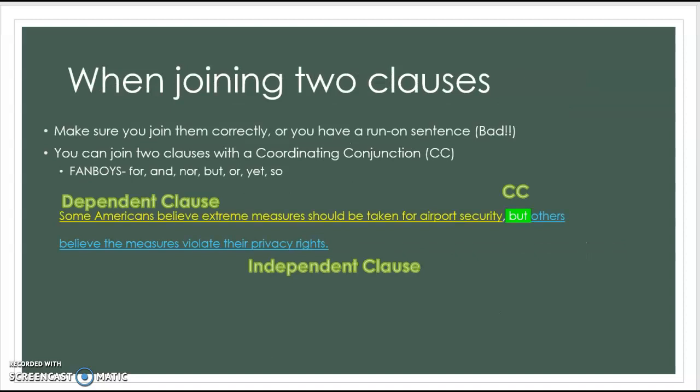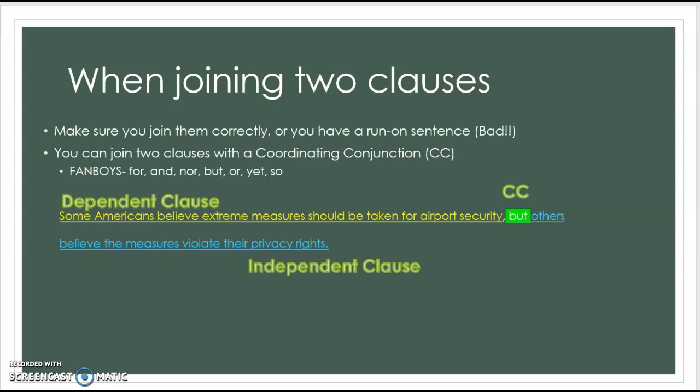We want to expand our writing and make it a little bit more complex. And by doing that, we sometimes join two clauses. Whether it's two independent, an independent and dependent, or two dependent, we have to make sure that we join them correctly, or else we have what's called a run-on sentence, which is bad, bad, bad. So we're going to look at three ways that you can join two clauses.